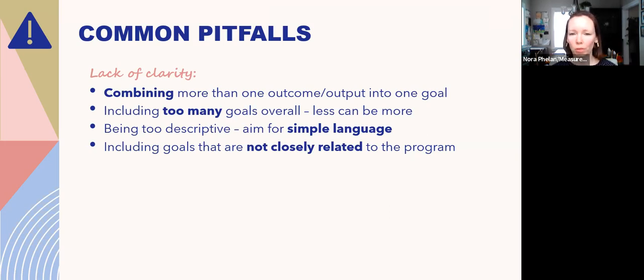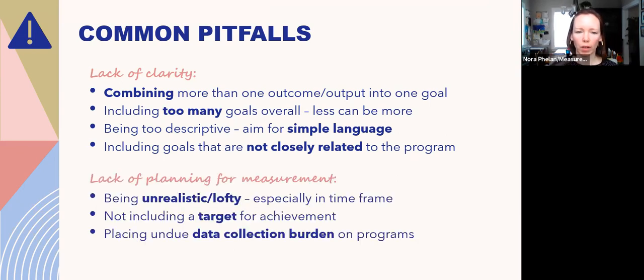Being too descriptive: aiming for simple language is really important. A goal should not be a paragraph long with multiple sentences. That's more of the narrative about the program, but the goal really should be short and to the point. And including goals that are not closely related to the program, which I touched on earlier, can happen sometimes.